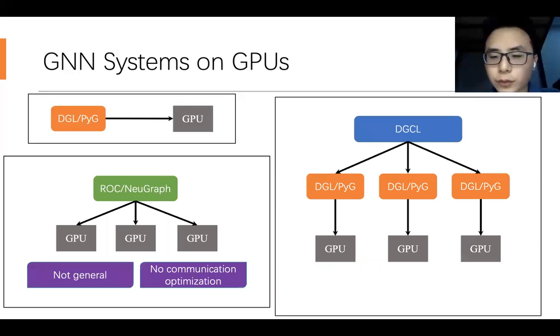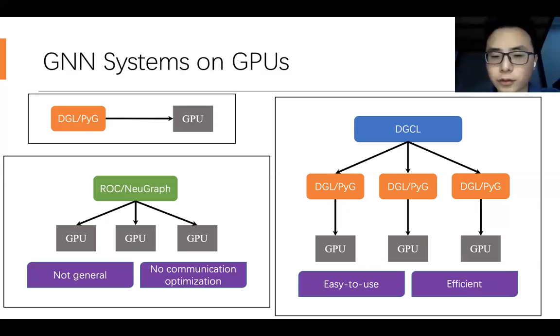Therefore, we want to build an easy-to-use and efficient communication library for GNN training. So if a system can train a GNN on a single GPU, it can use our library to extend to multiple GPUs.